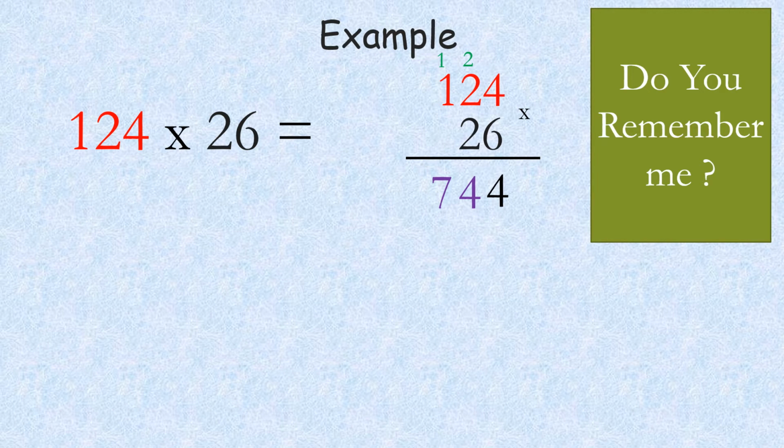After that, you will go to 2. 2 is considered to be a 20, so you have to put 0 first, and then you multiply 2 by 124. After that, we add.